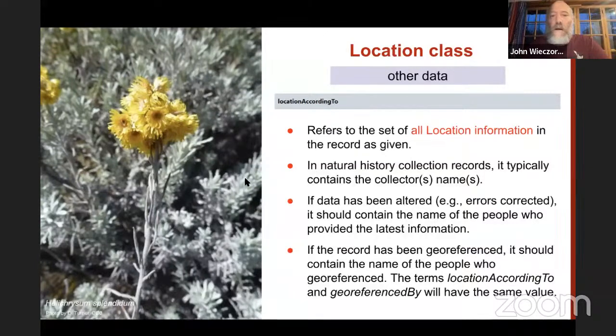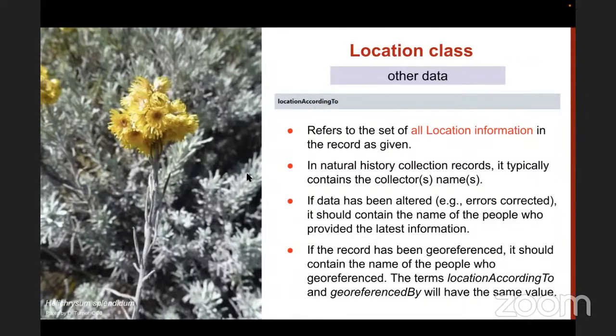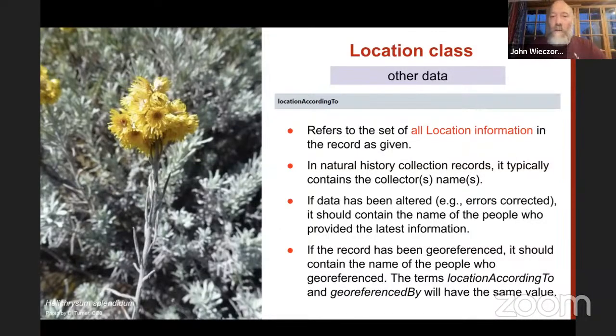In natural history collections, this field is often filled by a collector's name, or even perhaps by a curator's name. They're the ones who provided the information in the location record. If data have been altered, then the field location according to should contain the names of or the source from which the very latest version of the entire location record was provided.